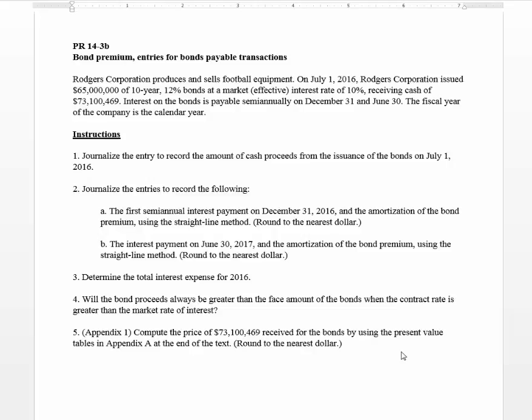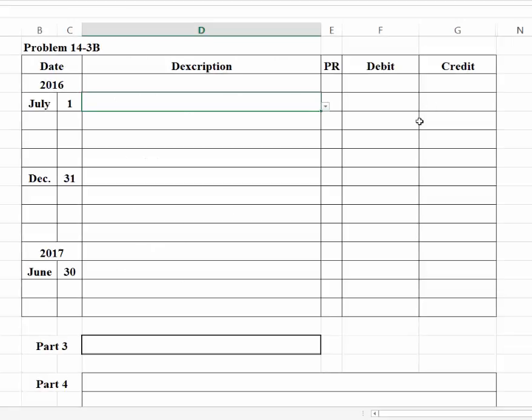The fiscal year of the company is the calendar year. Instructions. 1. Journalize the entry to record the amount of cash proceeds from the issuance of the bond on July 1, 2016. If we are recording the issuance, it means that we are selling the bonds, which means we are receiving cash. As I've said in problems before, normally you skip a line so that you can determine whether you should be debiting or crediting the premium or discount, depending on which it would be. But we do need to credit bonds payable.